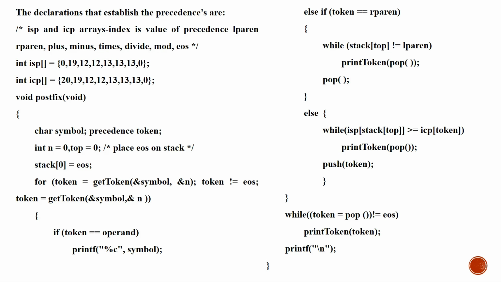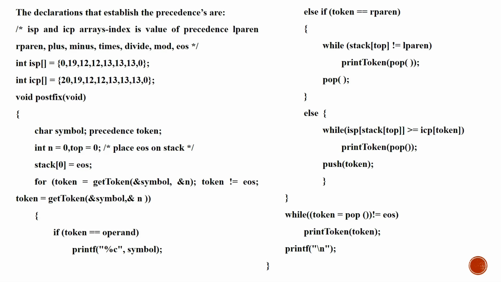What is the sequence we are using? ISP stands for in stack precedence, then ICP stands for in coming precedence. So the first will be your left parenthesis. When it is entered into the stack, it will be kept 0. But when it is in the input expression, we will have the highest precedence over here. So why is it made different?